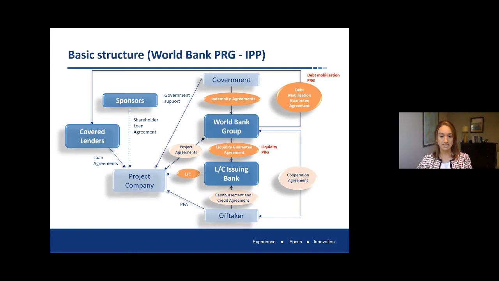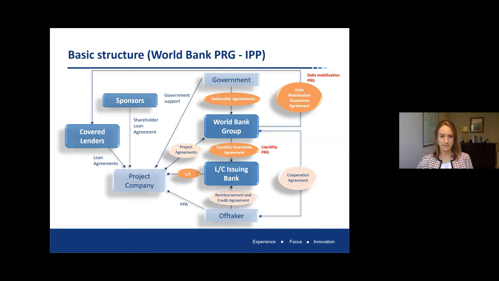Now, we'll come to a little more detail on both of those, but you can see that the key agreements in that respect are the debt mobilisation guarantee agreement in the top right of the structure and the liquidity guarantee agreement in the middle of the structure, both in the deeper orange colour. Clearly the structure is fairly complicated and we don't really have time today to go through that in any detail or to touch on all the intricacies of the documentation. But we did want to draw attention to a couple of particular parties and documents that we thought might be of interest. And those are the ones shaded in a darker colour on this diagram.